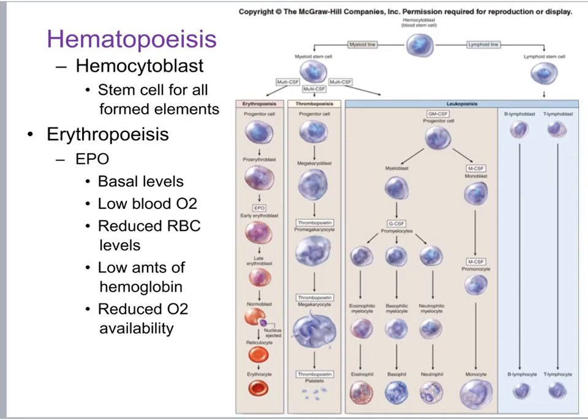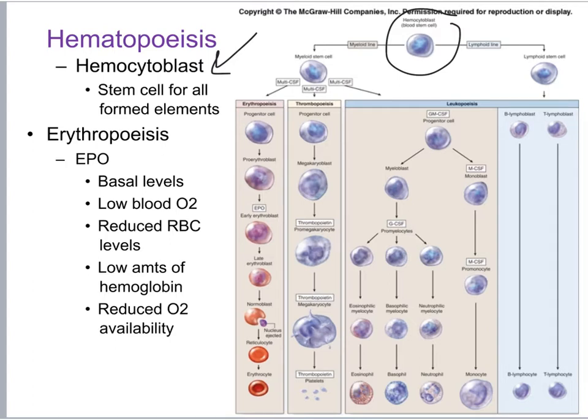All right, so hematopoiesis is the process by which we make blood cells. And all blood cells start from a common blood stem cell called a hemocytoblast. All formed elements come from this. So this is a blood stem cell. It is found in your bone marrow, your red bone marrow specifically, if you remember your anatomy and physiology 1. It is a stem cell for all formed elements.